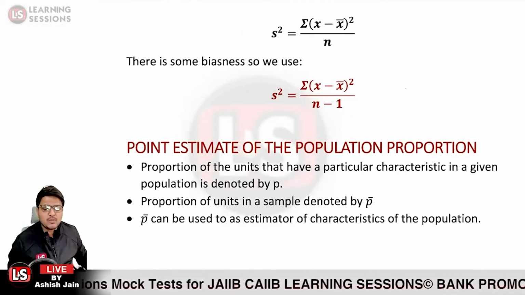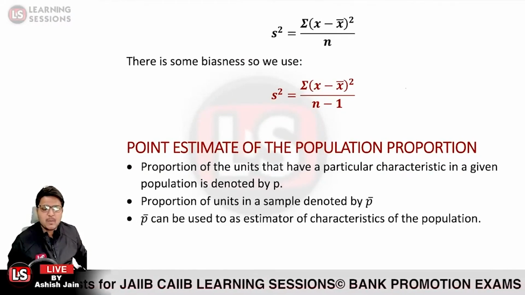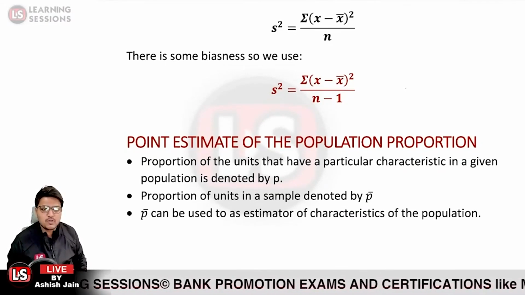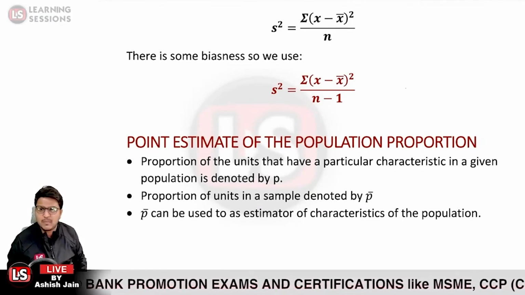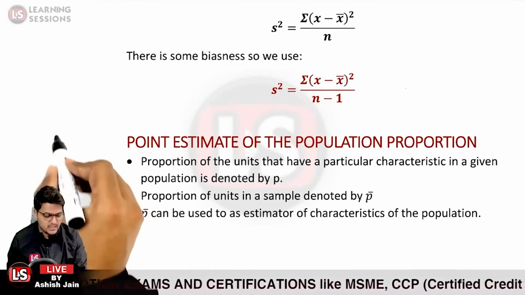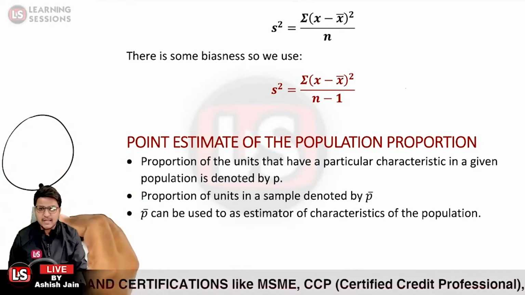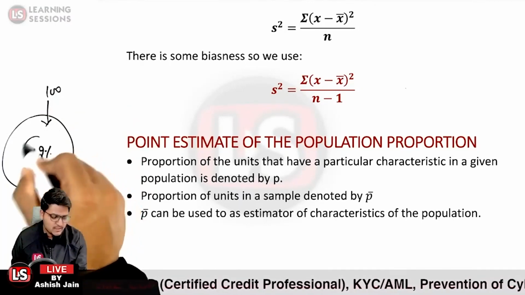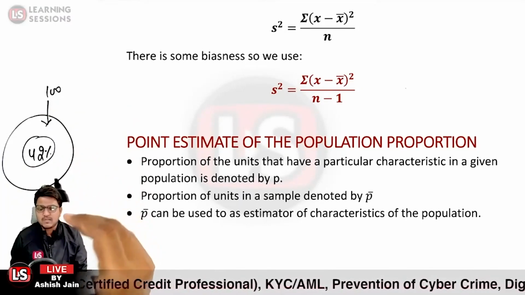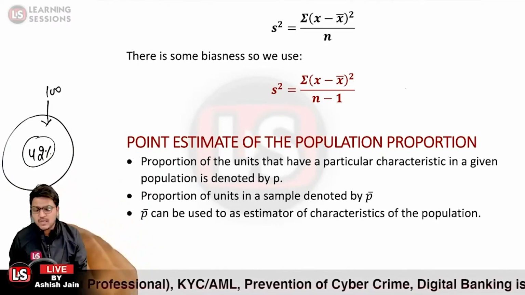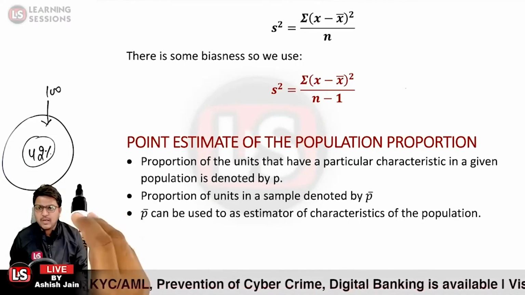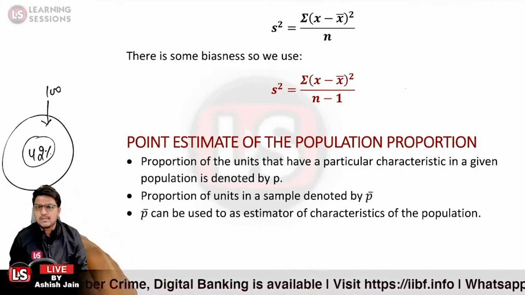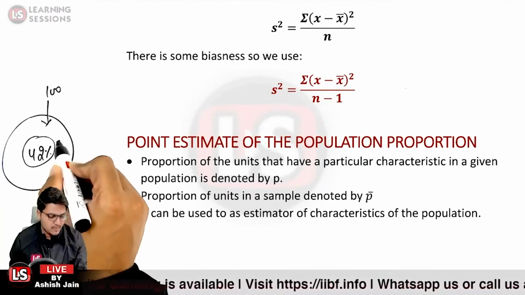Further, the point estimate of the population proportion. The proportion of the units in the population itself is denoted by P. As in the same case I just guided you through, we have a sample of 100 entities, and 42% of the entities are literate unemployed persons. In that case, 42% represents the proportion of the units in the sample itself, which is represented by P bar.